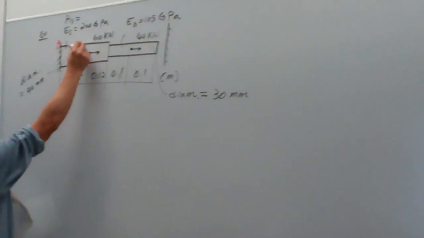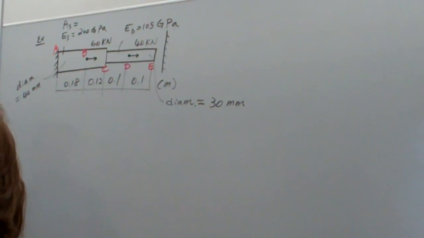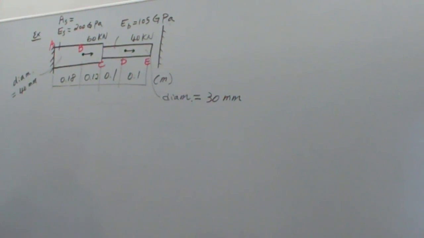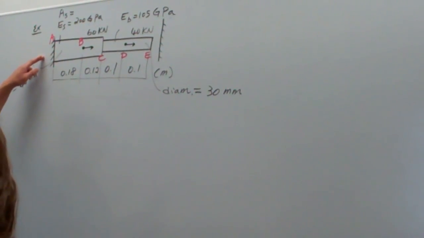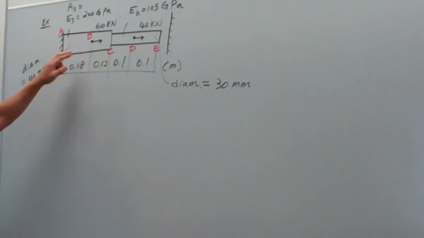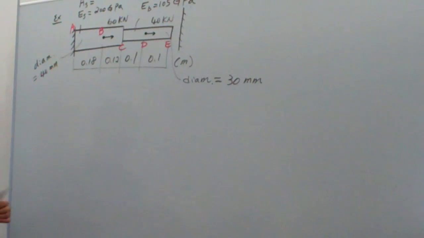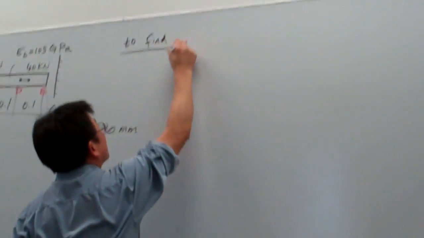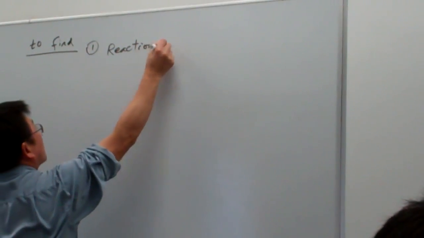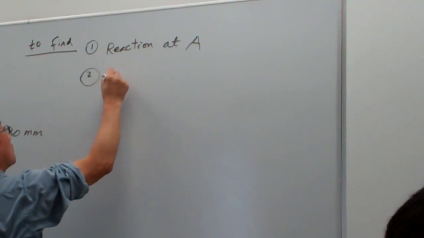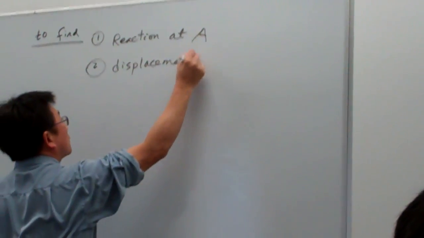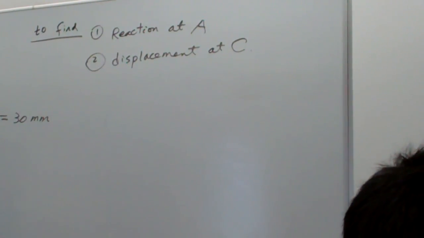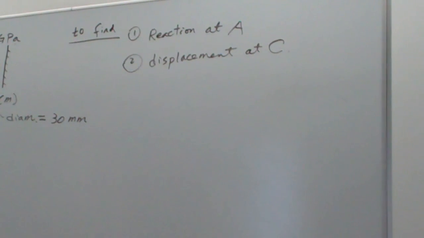Let me call this A, this B, this C, D, and E. The question is to ask what is the reaction at A and the deflection, which means the displacement, at point C. This problem is very similar to one of the former problems, in which there's no gap. So that former problem is easier than this one.